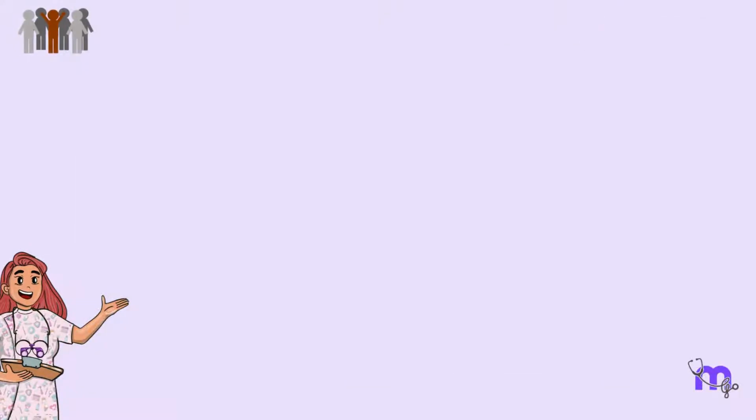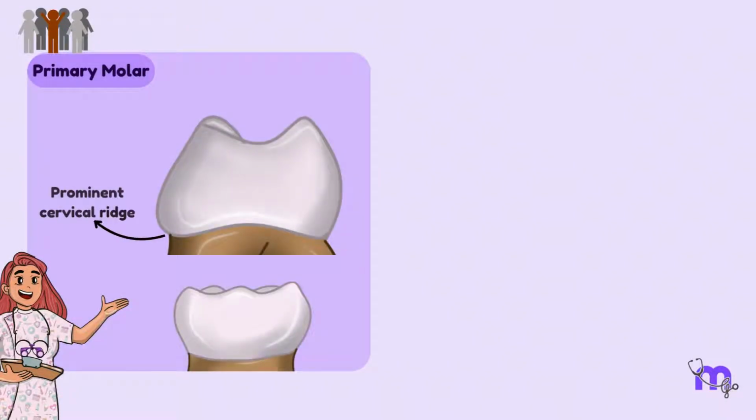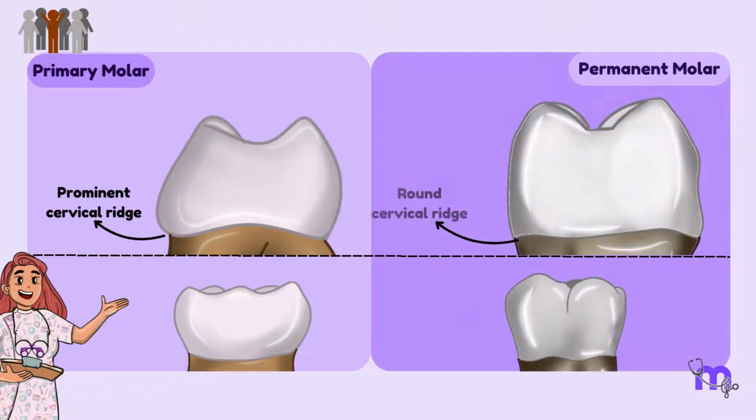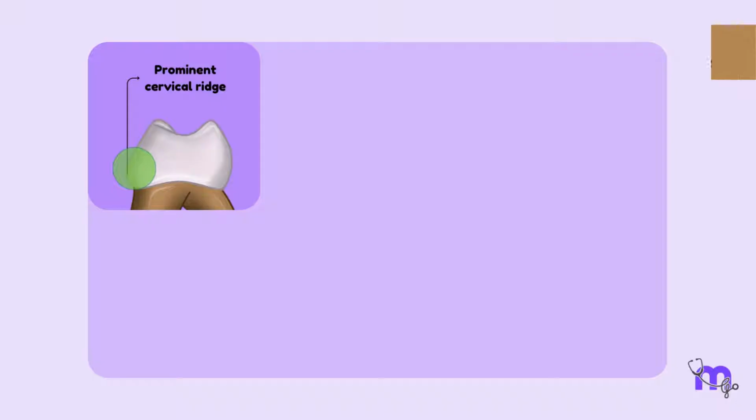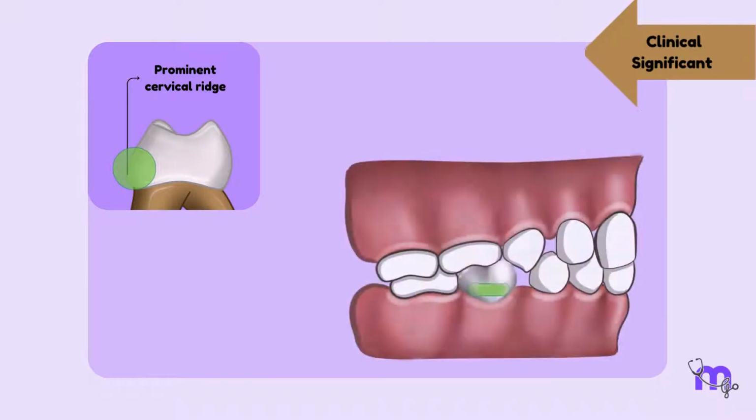A unique feature of the primary first molar was the more pronounced cervical ridge on the buccal aspect, a feature absent in permanent molars. This difference is clinically relevant as the pronounced cervical ridge provides natural retention to the stainless steel crowns. Therefore, the buccal and lingual surfaces of primary teeth remain unprepared during crown preparation.